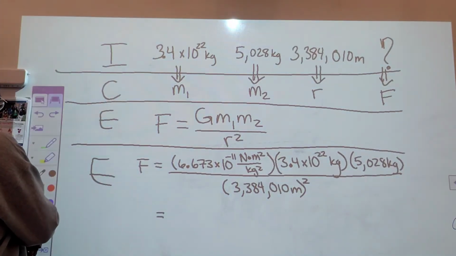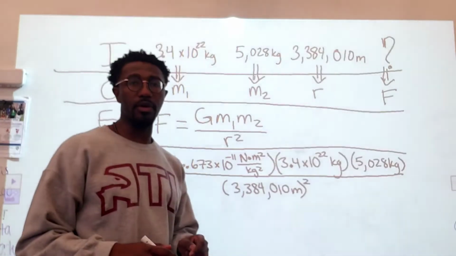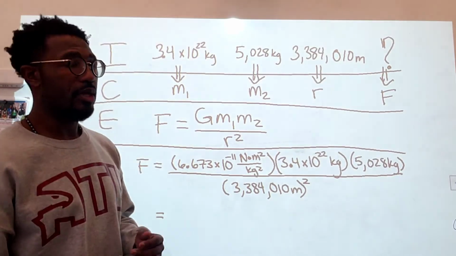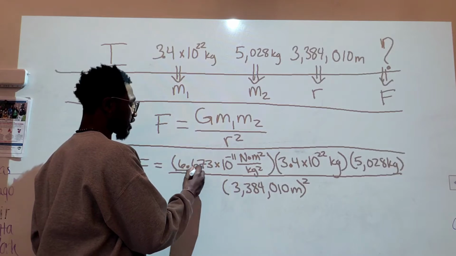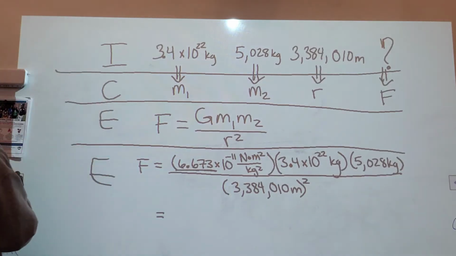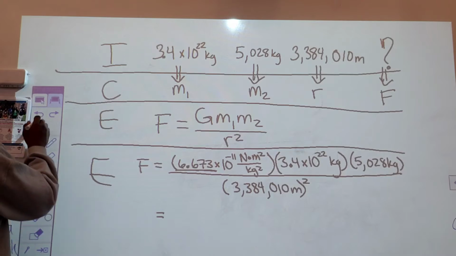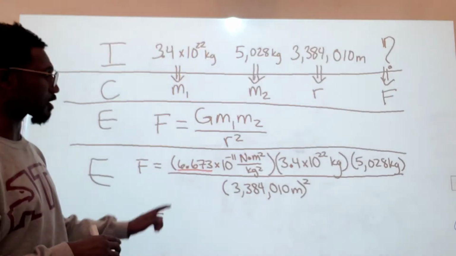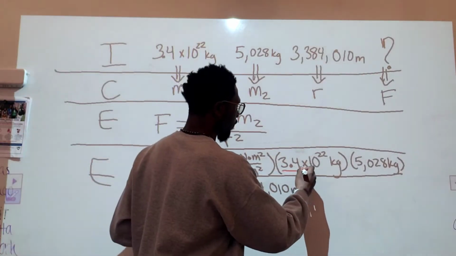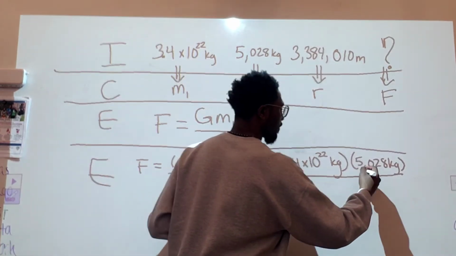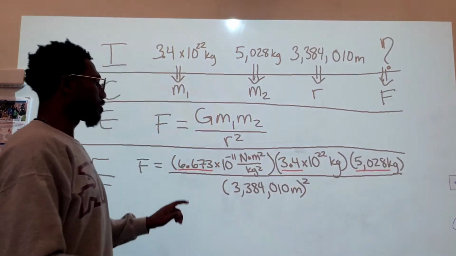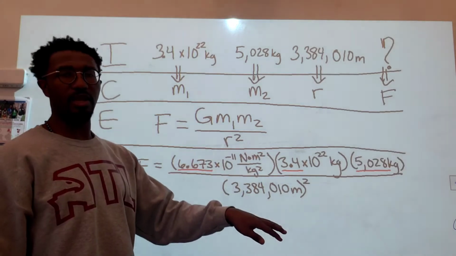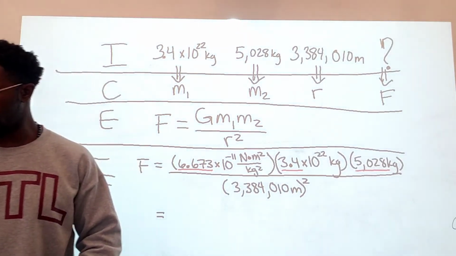The way we do that is we multiply every plain number that we see, and we add our exponents together. So let me show you what I mean. Right here, this is 6.673. I'm going to underline that because that's just a plain number. There is no exponent there. Over here I see 3.4, that's a plain number. And over here I see 5,028. So all of these are plain numbers, and we are going to multiply them together.